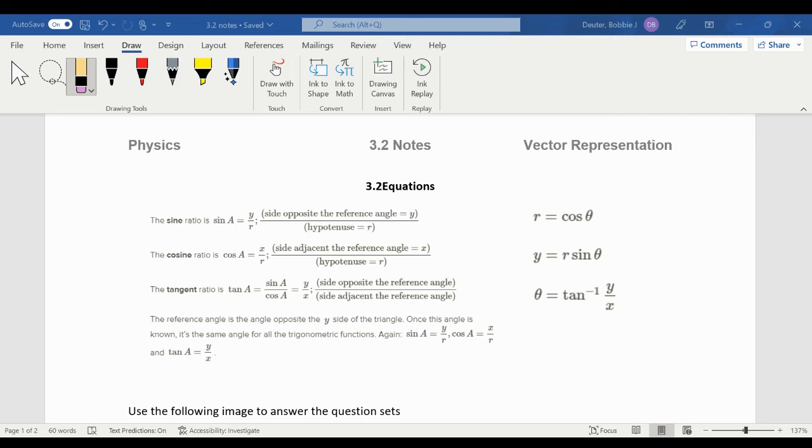Hello everyone. Today we're going to go over section 3.2, vector representation. Remember when we're doing this, we're going to be solving for a resultant vector. A resultant vector is a single vector that is the sum of two or more other vectors.